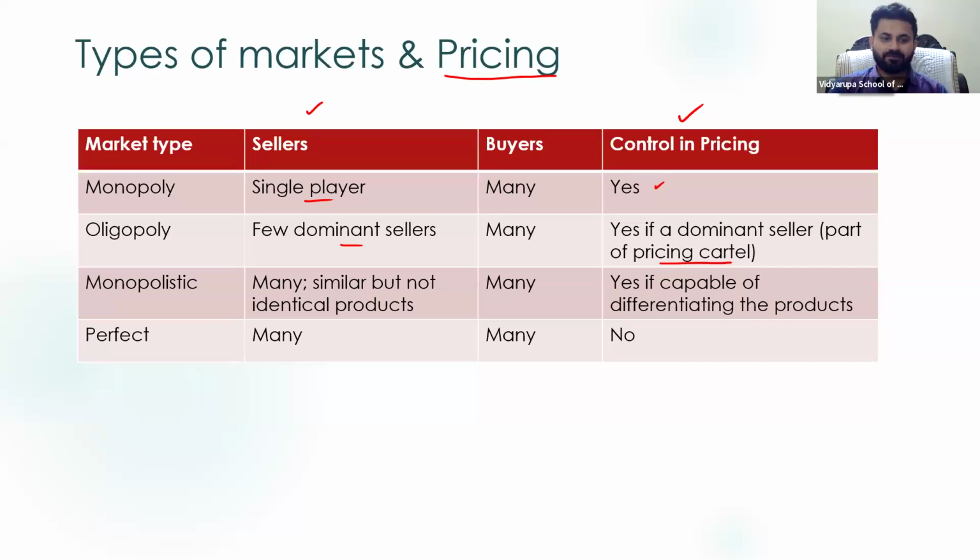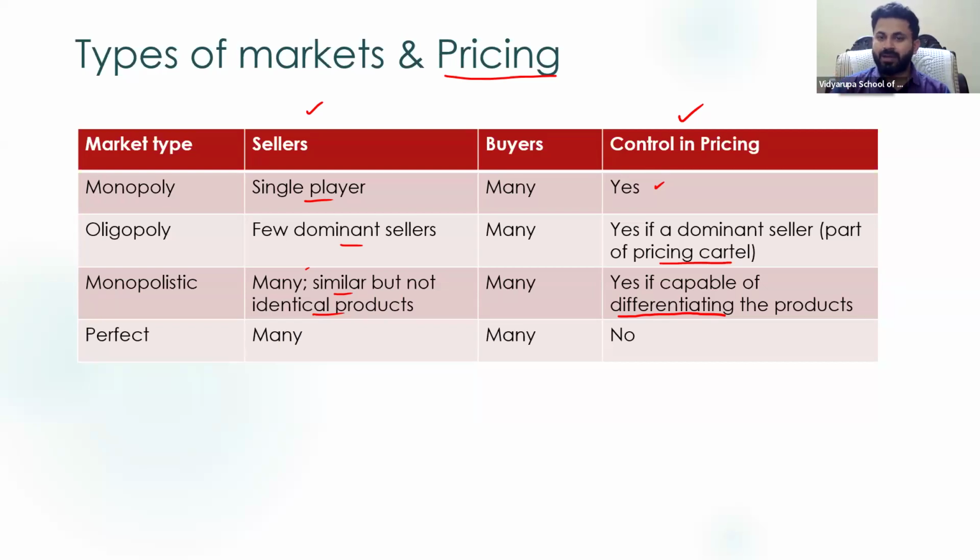Then monopolistic. There are many buyers, and many sellers also. They sell similar but not exactly the same product, because features could be different. So here, can we control the pricing if you're a seller in a monopolistic market? Conditional, very much like in the oligopoly case. Yes, you can control the pricing, but only if you're capable of differentiating your product from the competitors. If you are essentially selling the same product as others with similar features, then you cannot control the pricing. Rather, you will be forced to look at the market prices and refer to that when you set the price.